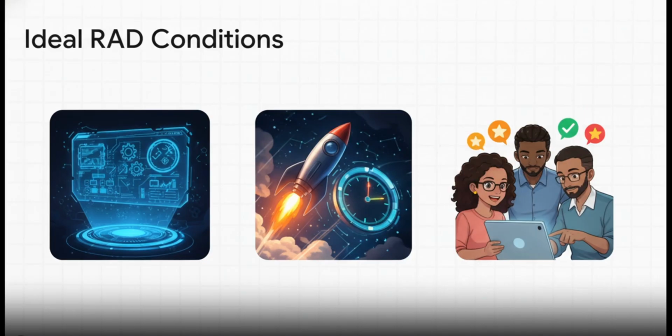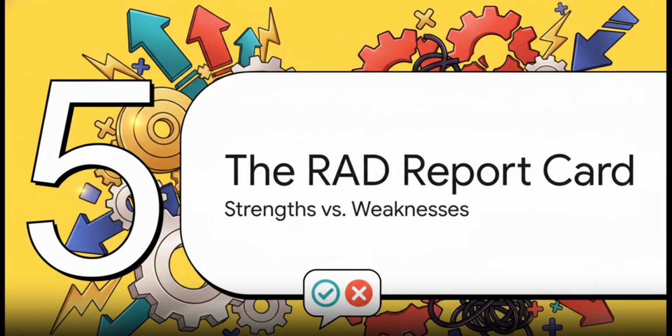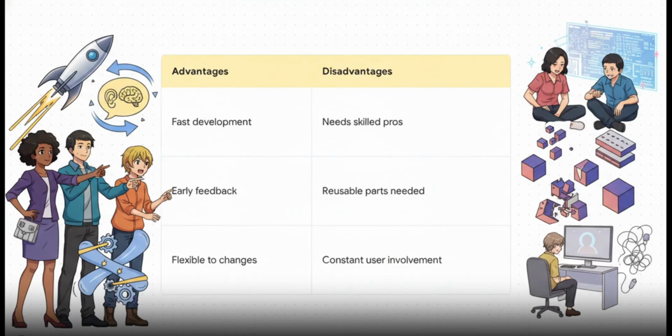Think about it. RAD is perfect for building, say, a new internal dashboard for your sales team, but you would never use it to build the navigation system for a Mars rover, right? The stakes are just too high. You can't afford to get that wrong. Okay, Section 5, it's time for the final report card. Let's do a reality check and get really honest about RAD's biggest strengths and, just as importantly, its biggest weaknesses. So let's look at the pros and cons.